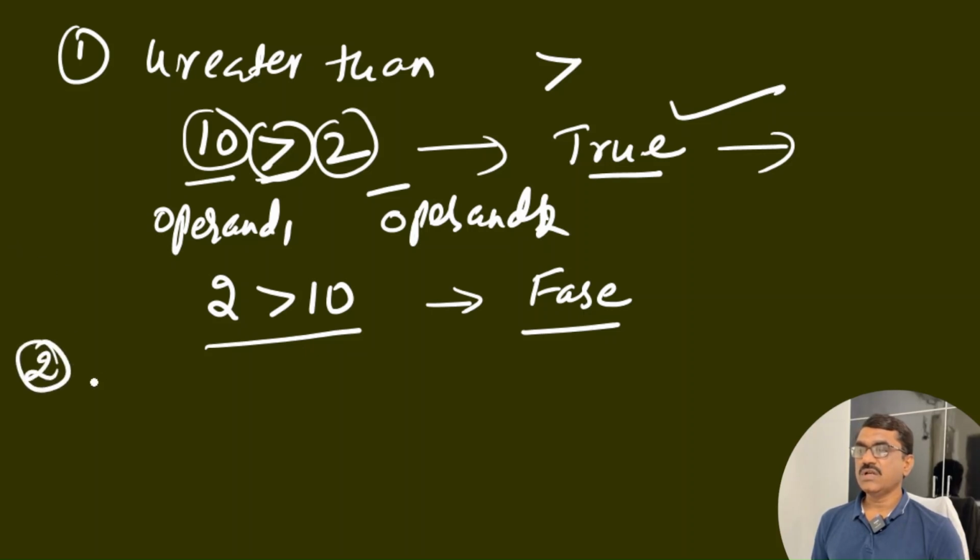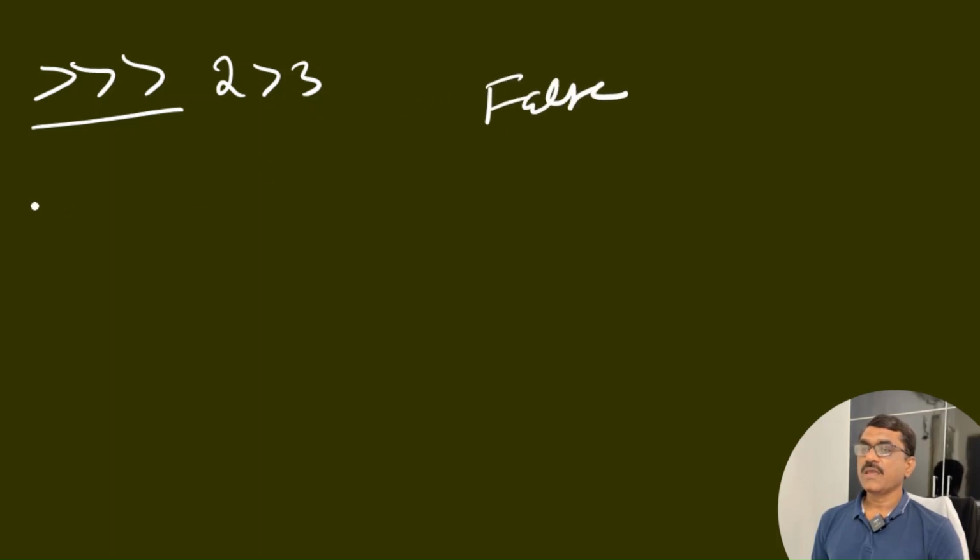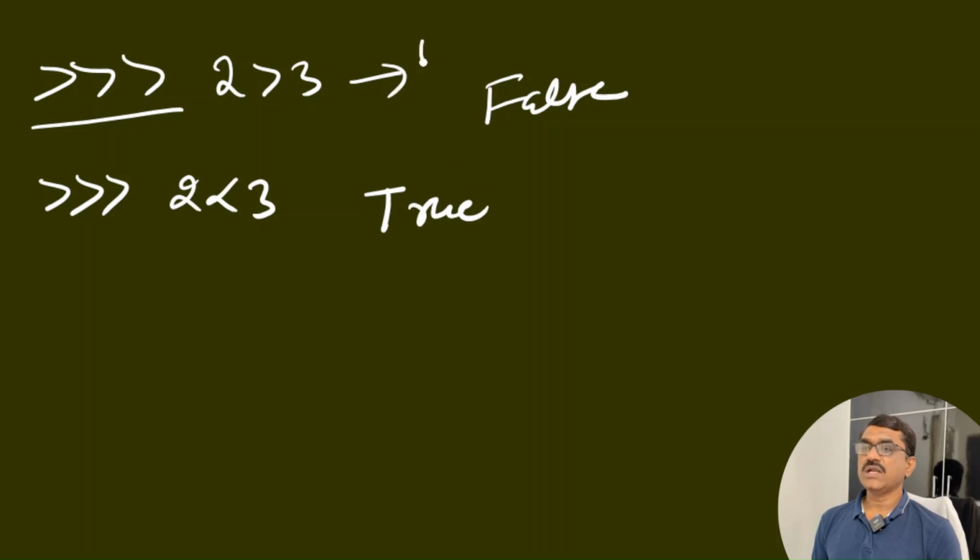Now, coming to the second one, less than. When you take less than, for example, here I am writing 2 is less than 10. Is 2 less than 10? Yes. That's why it is giving the result as true. At the Python shell, if you write 2 is greater than 3, it gives the result false. If you write 2 is less than 3, it gives true. That means this is about the greater than operator and this is about the less than operator.